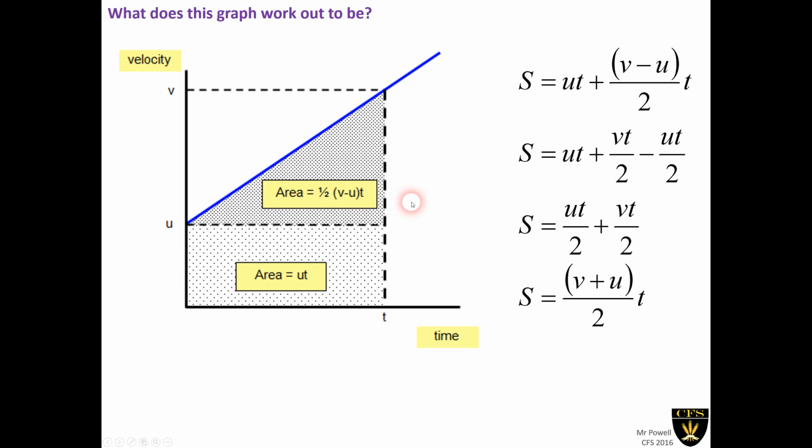Now the triangle plus the square is very simple. It's square plus triangle. Now if we do it algebraically, we can multiply out the brackets. This is this second line, and I get minus UT over 2. Now if you have a whole and you take away a half, you end up with a half. So I then get UT over 2, the VT over 2 is down there, I put the two together and I get this formula.